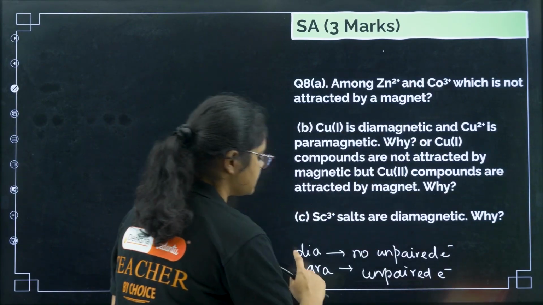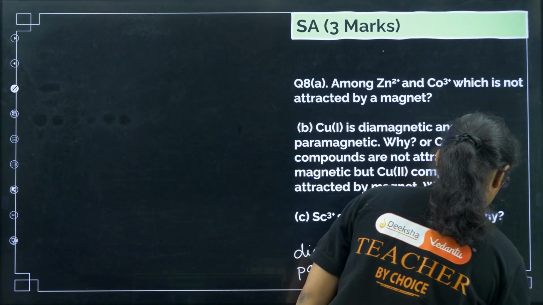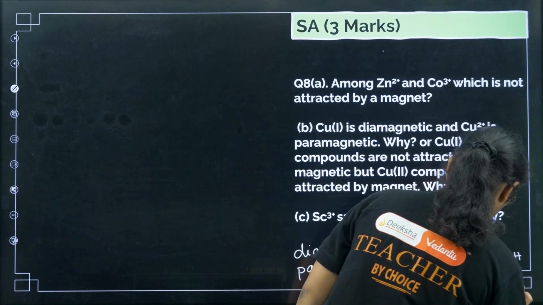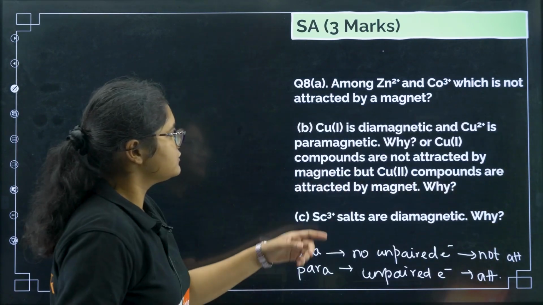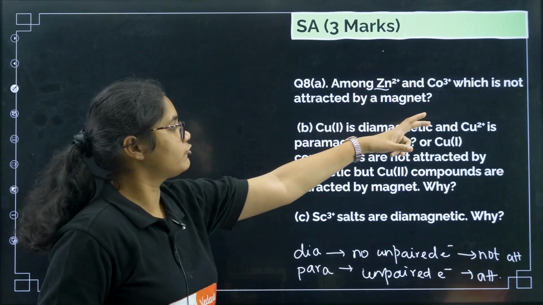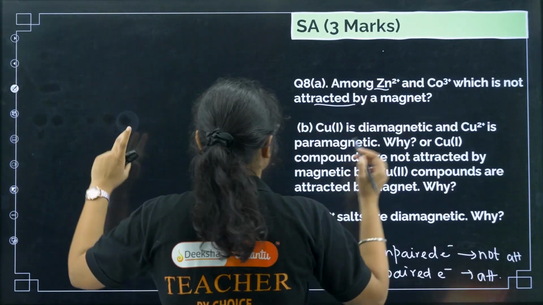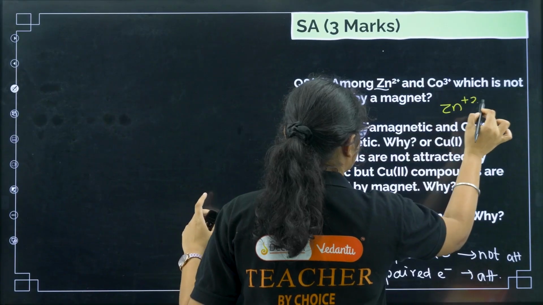Now if there is no unpaired electron, then it will not be attracted by the magnetic field, and this one will be attracted by the magnetic field. Now you see Zn2+ has no unpaired electron, so Zn2+ will not be attracted.